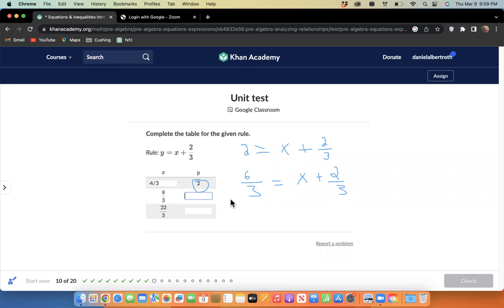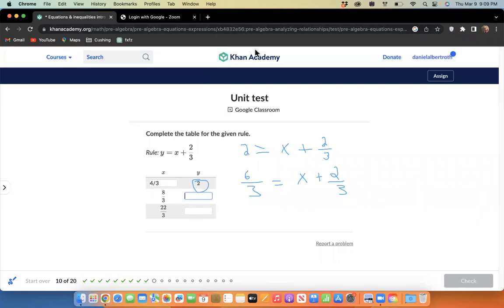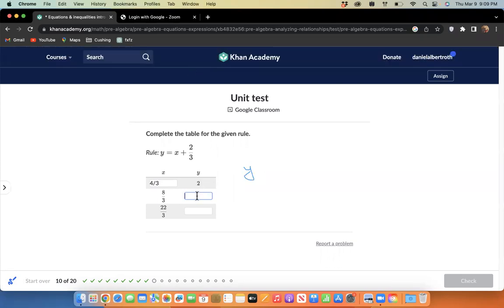And then when x is 8/3, let me clear here. So when x is 8/3, y is going to be 8/3 plus 2/3, which is 10/3. So I'm going to say 10/3. So it's 8/3 plus 2/3 is 10/3, and then 22/3 plus 2/3 is 24/3. So that should give it to us there. Very nice.